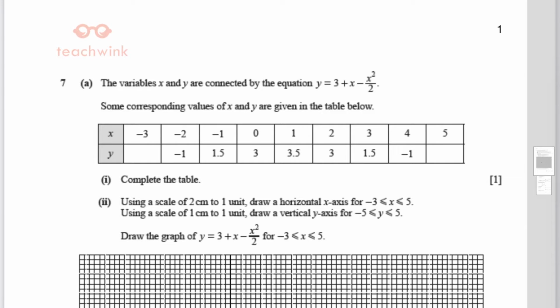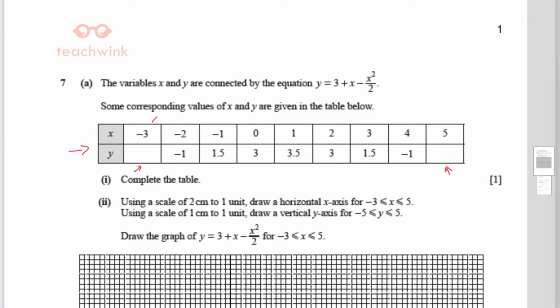So let's start. The variables x and y are connected by the equation y equal to 3 plus x minus x square over 2. Some corresponding values of x and y are given in the table below. They're talking about this table right here. Two values of y are missing, one over here and the other one over here. The first part says complete the table.